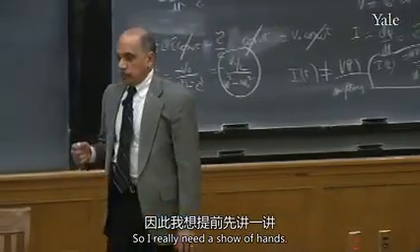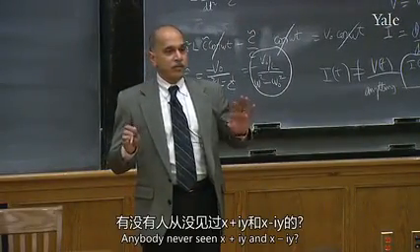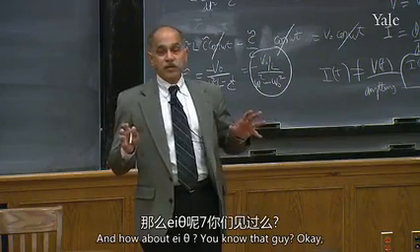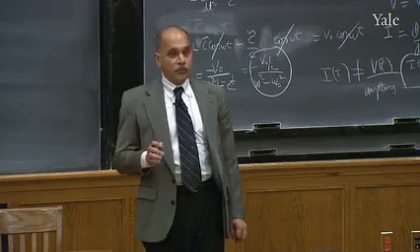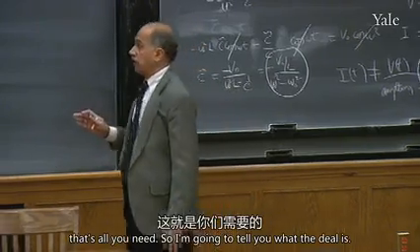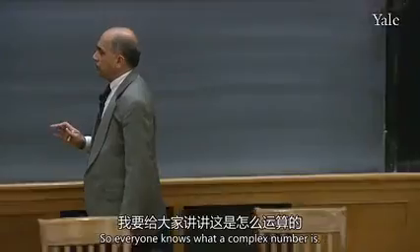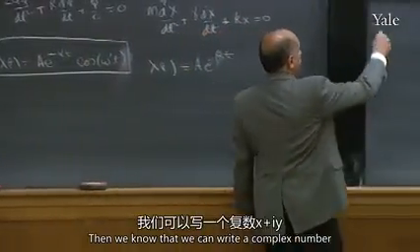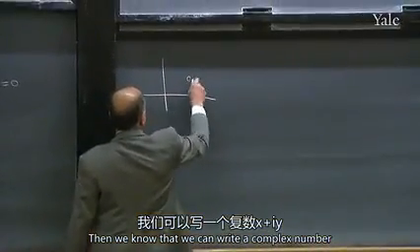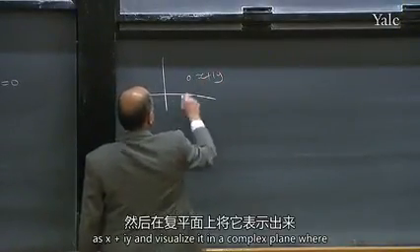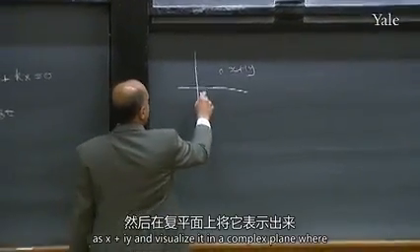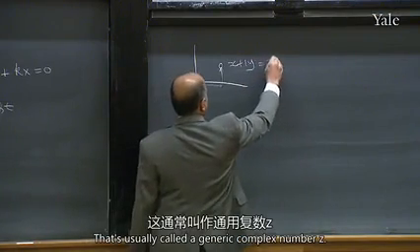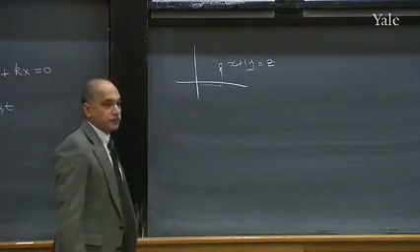So I really need a show of hands. Anybody never seen x plus iy and x minus iy? And how about e to the i theta? You know that guy? Okay, that's all you need. So I'm going to tell you what the deal is. Everyone knows what a complex number is. We know i is square root of minus 1. Then we know that we can write a complex number as x plus iy and visualize it in the complex plane where you measure x this way and iy is measured that way. That's usually called a generic complex number z.